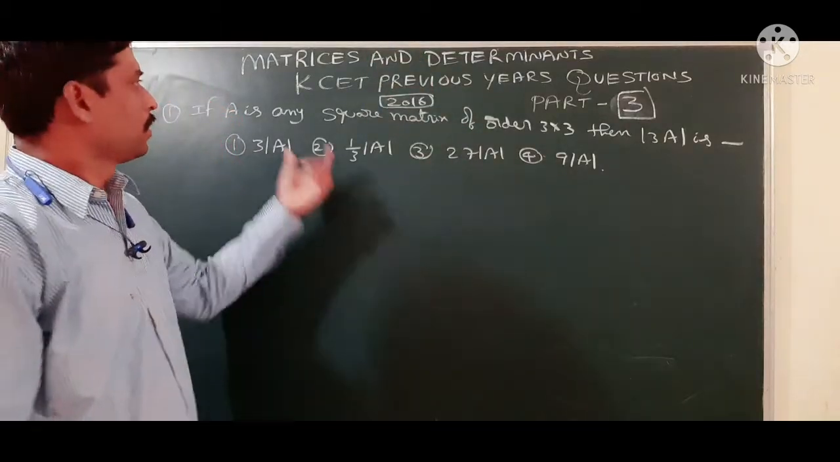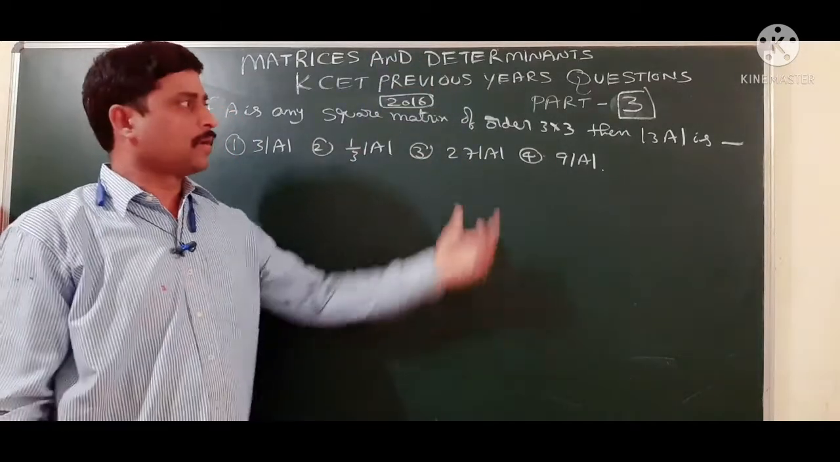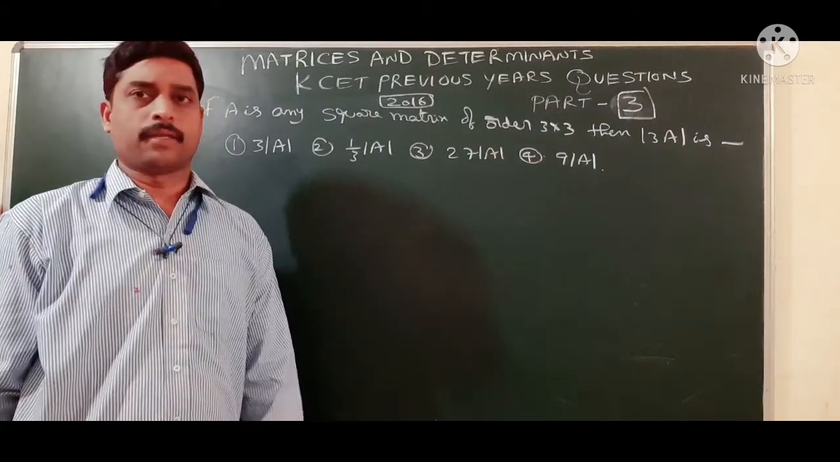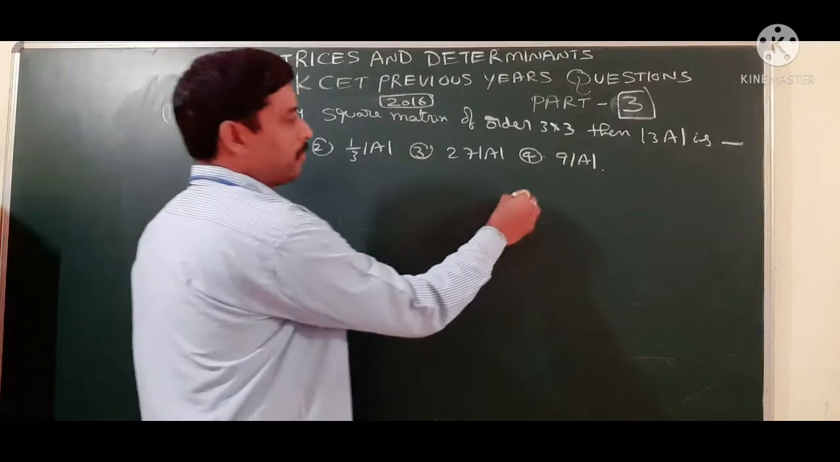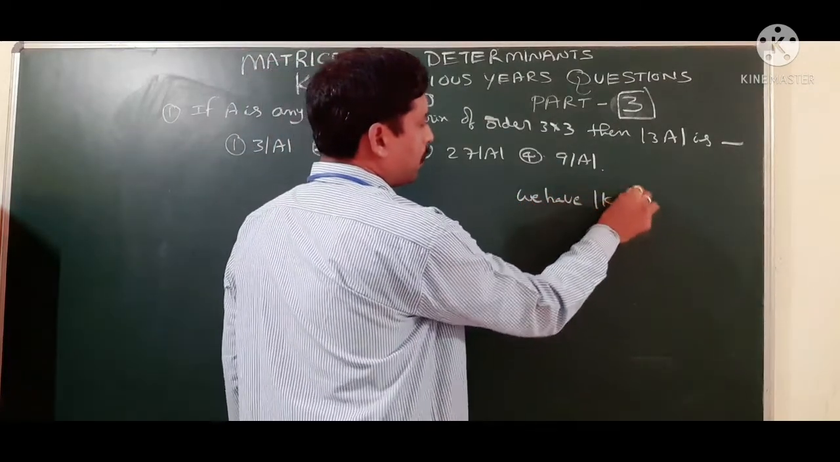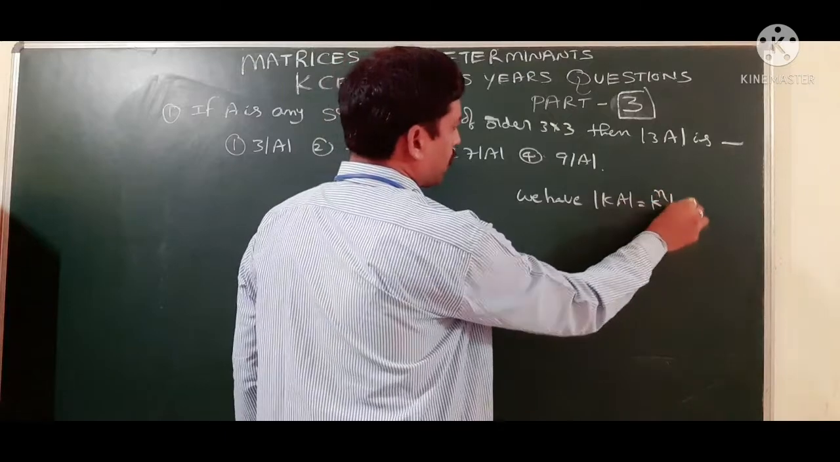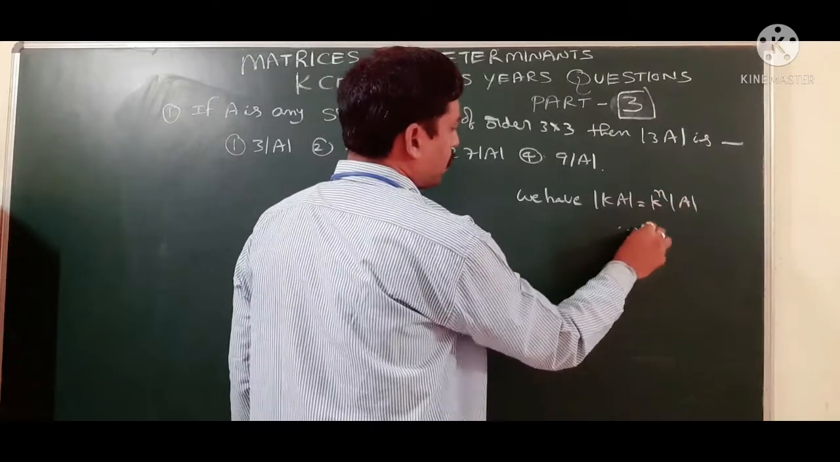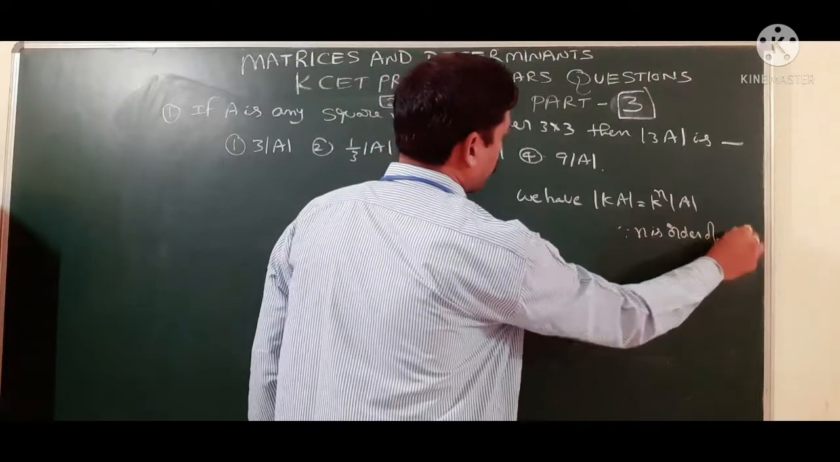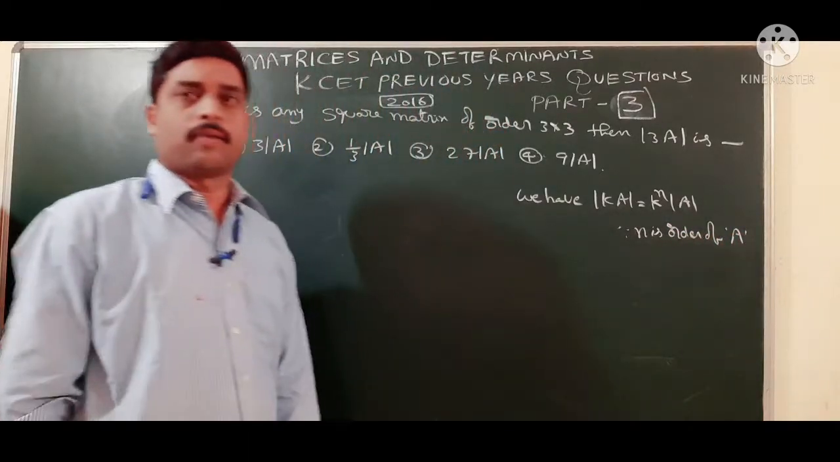So what is given? If A is any square matrix of order 3 by 3, find det of 3A. So our target is det of 3A. We have det of kA is equal to k to the power n into det A, where n is the order of the matrix.